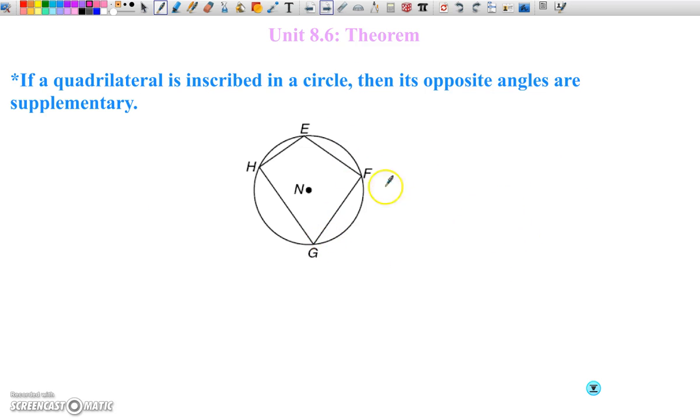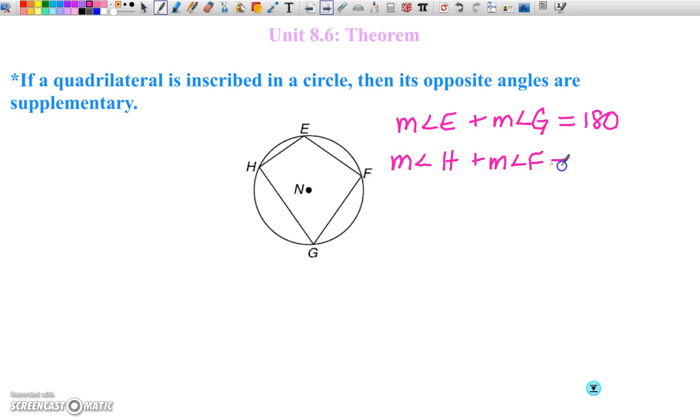Our next example that we have is a quadrilateral inscribed in a circle, and what happens is your opposite angles are going to be supplementary. So angle E and G are opposite one another. They're going to be supplementary, so measure of angle E plus the measure of angle G is going to equal 180, and then the measure of angle H plus the measure of angle F is going to equal 180.